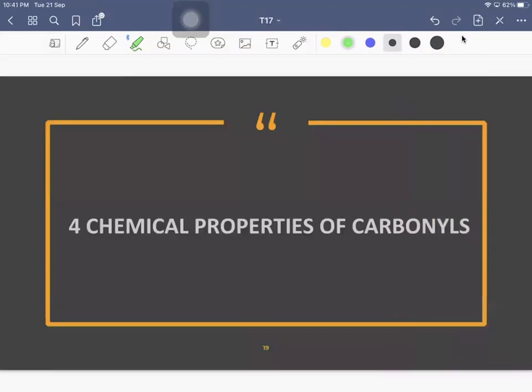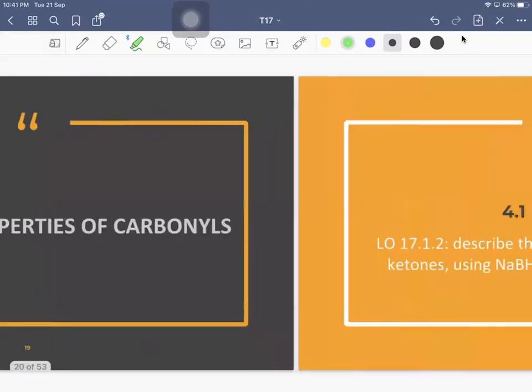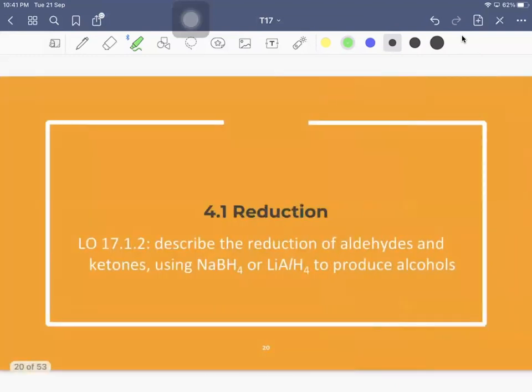Moving on, let's have a look at the chemical properties of the carbonyls. When we talk about the chemical properties, the reactions, they work for both aldehydes and ketones, except for one reaction later on, which is the iodoform reaction. If you can oxidize alcohols into ketones or aldehydes, that means you can do the reverse. So if the forward is an oxidation process, the reverse is a reduction process.